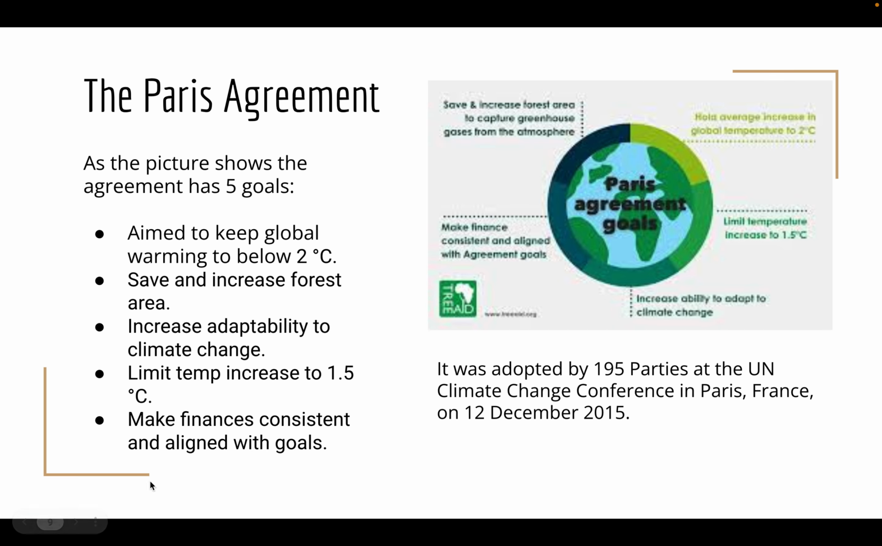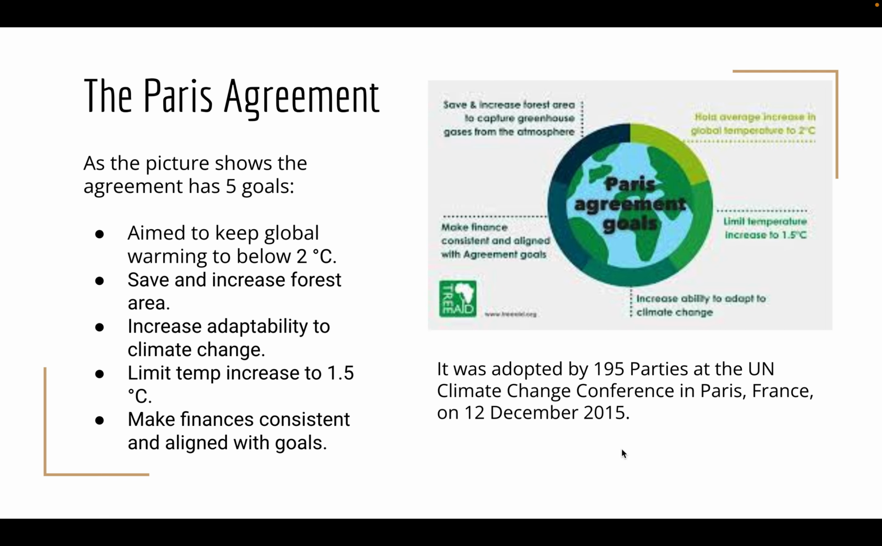Another example is the Paris Agreement. I learned this today, actually. The Paris Agreement has 5 goals. It is aimed to keep global warming below 2 degrees, to save and increase forest area, to increase adaptability and change, to limit temperature increase to 1.5 degrees Celsius, and to make finances consistent and align with goals.